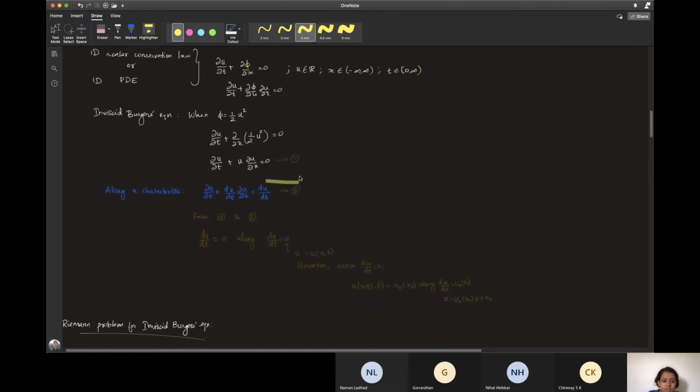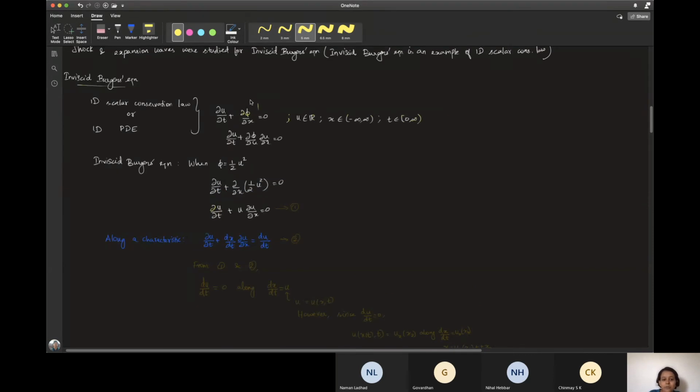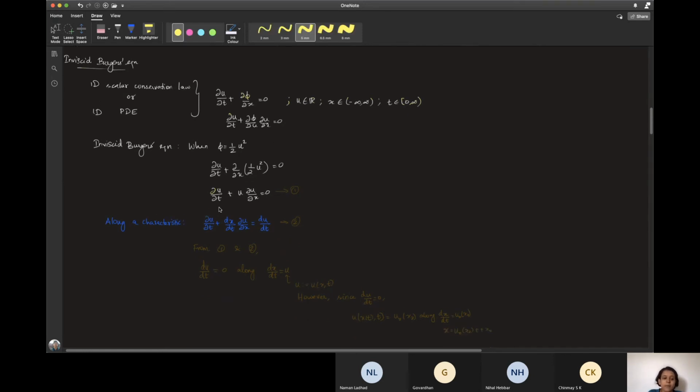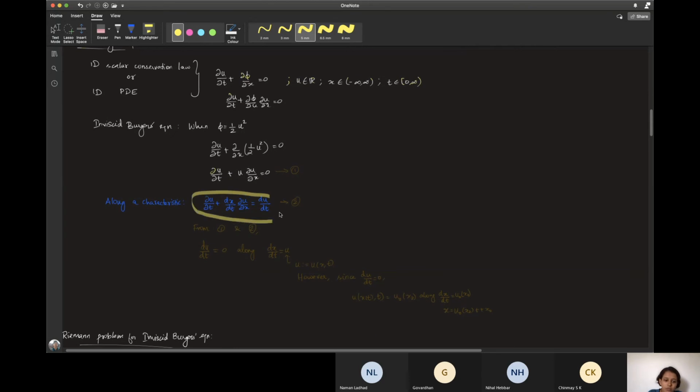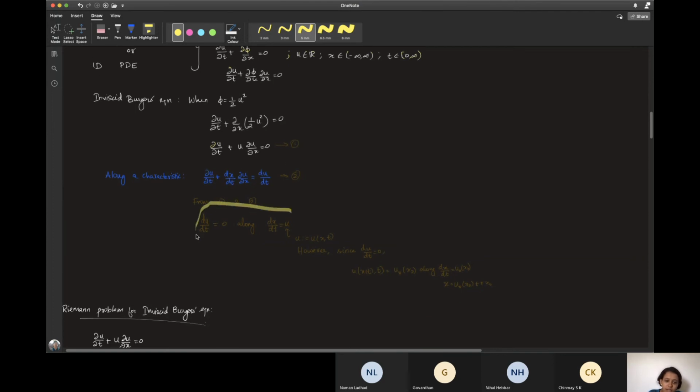Now for this equation, again, we have studied the formation of characteristics and solution along characteristics for the full 1D scalar conservation law. Since this inviscid Burgers equation is an example of a 1D scalar conservation law, we can do the same here again. So you have the differential equation along the characteristic alone, and then you compare 1 and 2. So you have du/dt equals 0 along dx/dt equals u.